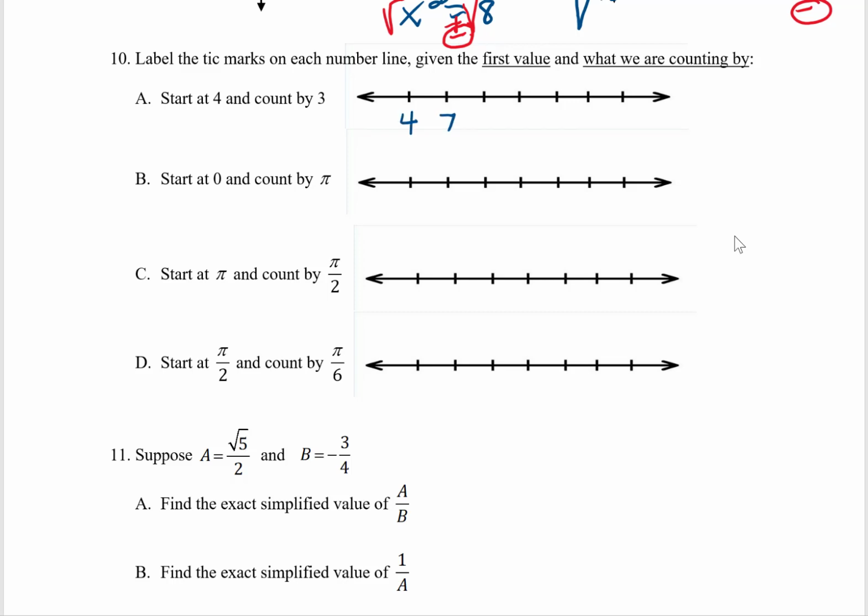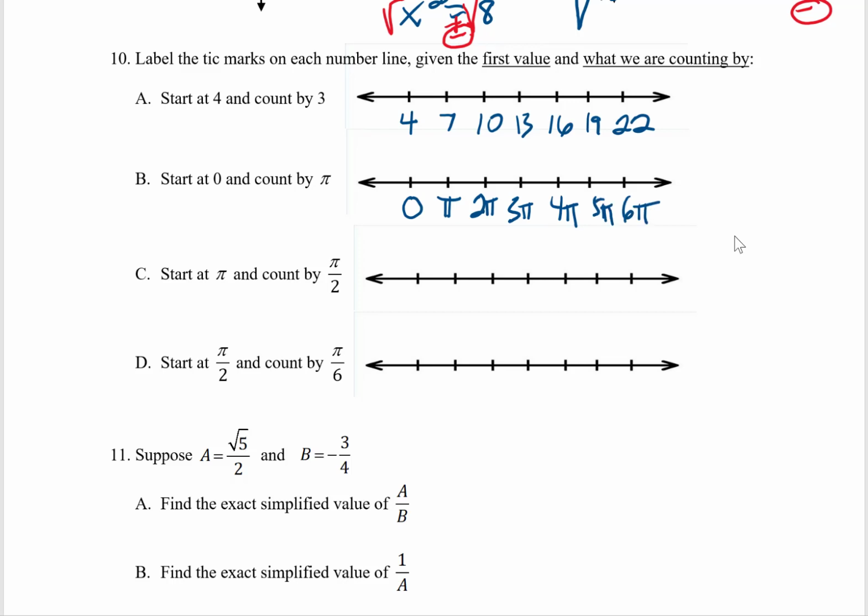You always have to count by the same amount when you have equally spaced tick marks. So I'd have 4, 7, 10, 13, 16, 19, and 22, counting by threes as I went along. Second example, start at 0, count by pi. So each little distance there represents 1 pi. Well, if I add another pi, I'd have 2 pi followed by 3 pi, 4 pi, 5 pi, 6 pi.